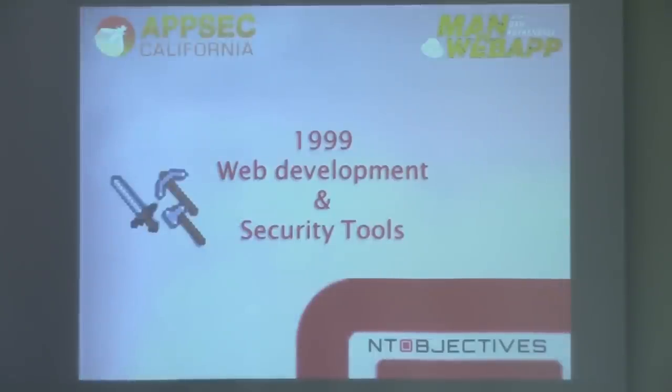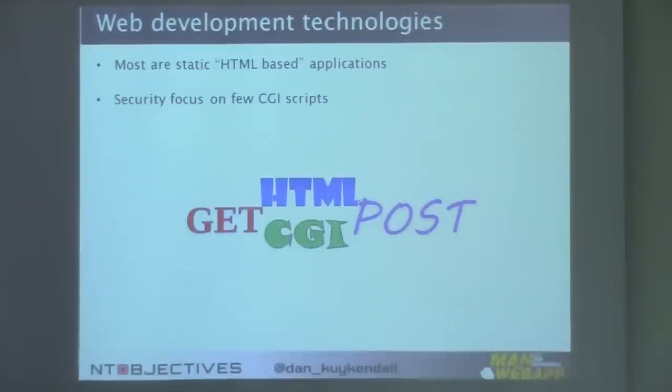So going on to the development and the security tools, back in the day, this is the tag cloud for web development. It was very basic: HTML, some CGI, some GET and POST. Eventually, we started getting active server pages, PHP. We started getting other stuff coming along, but it was all still very basic.